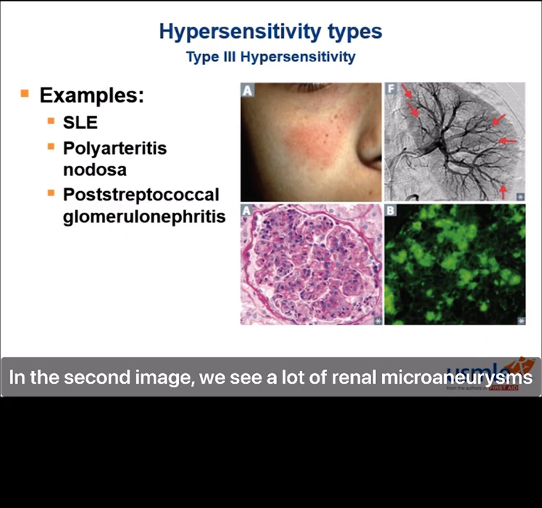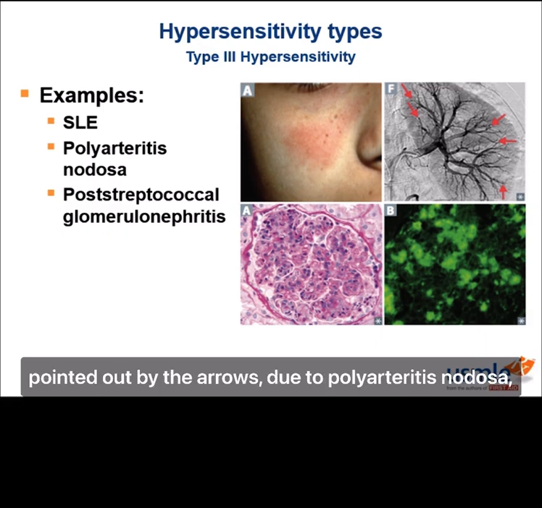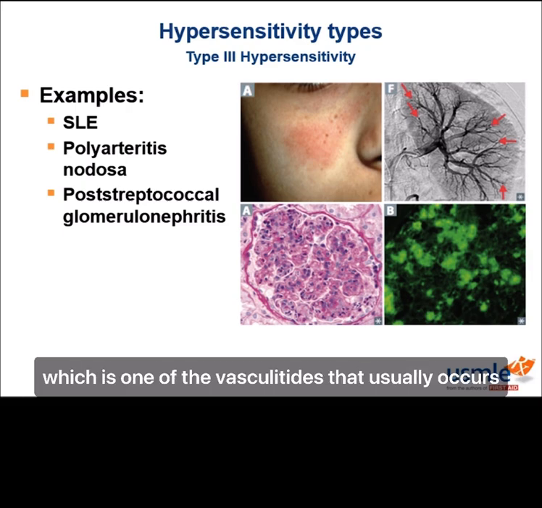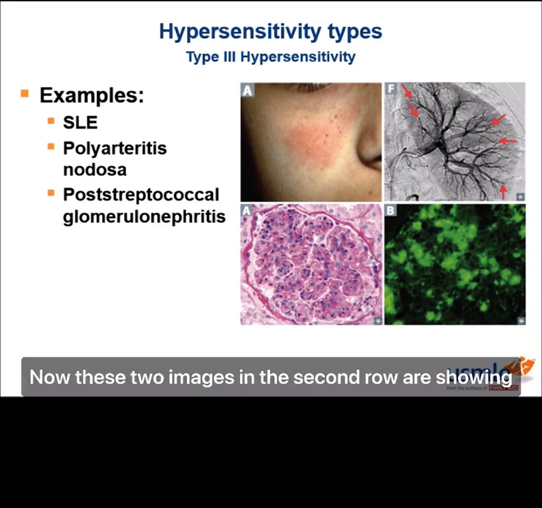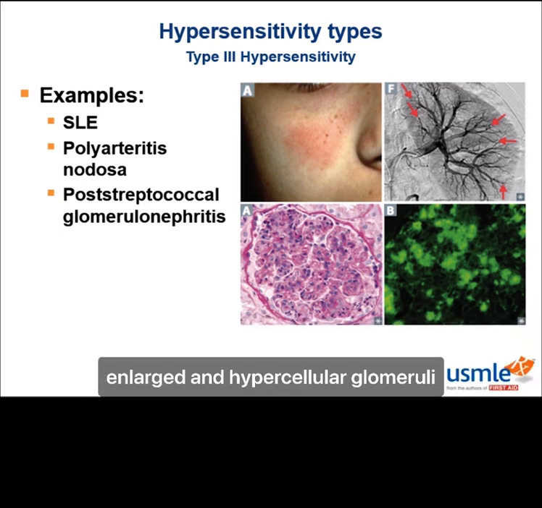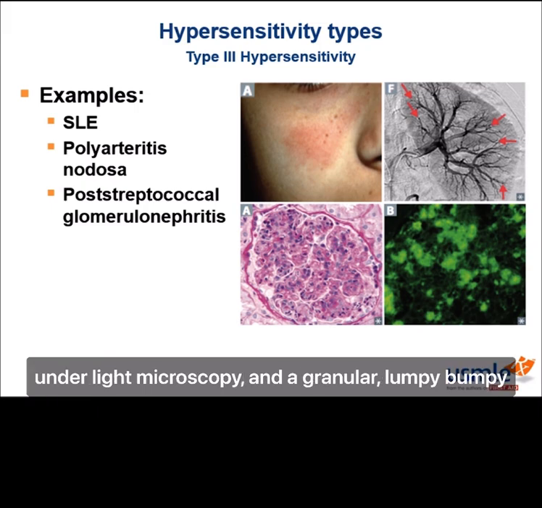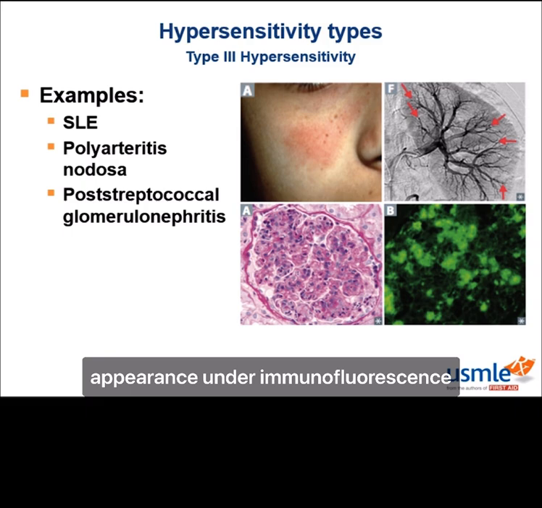In the second image, we see a lot of renal microaneurysms pointed out by the arrows due to polyarteritis nodosa, which is one of the vasculitides that usually occurs in middle-aged men and has an association with hepatitis B. Now, these 2 images in the second row are showing enlarged and hypercellular glomeruli under light microscopy and a granular, lumpy bumpy appearance under immunofluorescence for post-streptococcal glomerulonephritis.